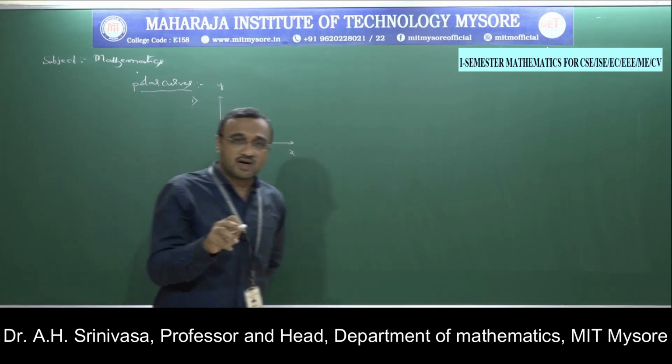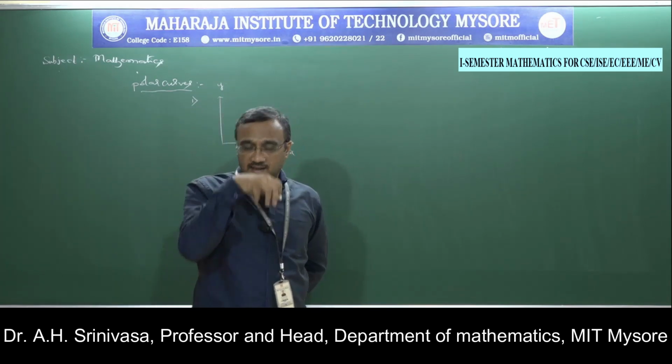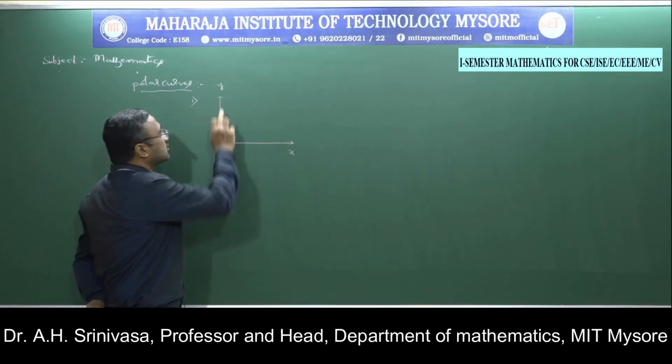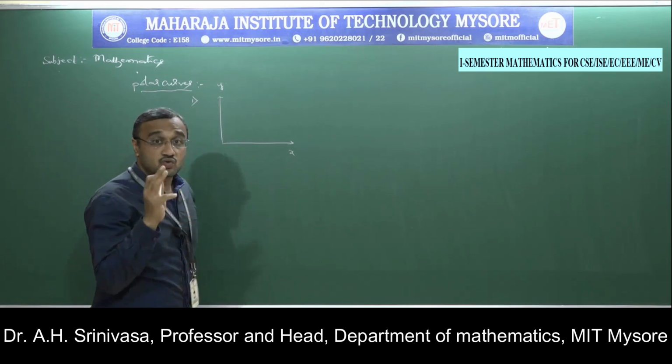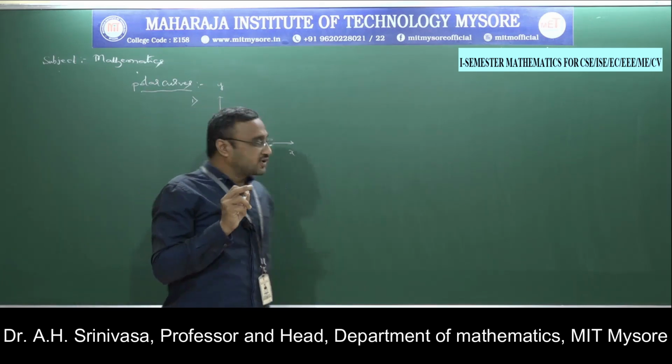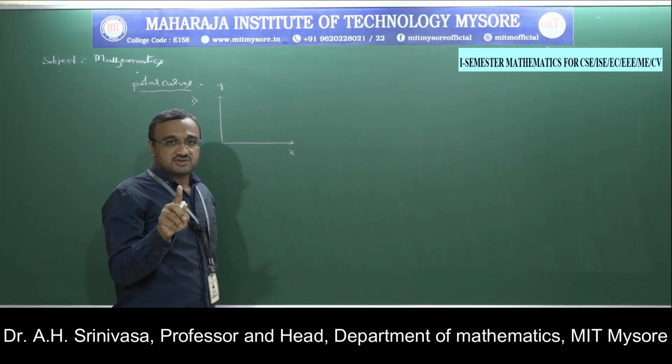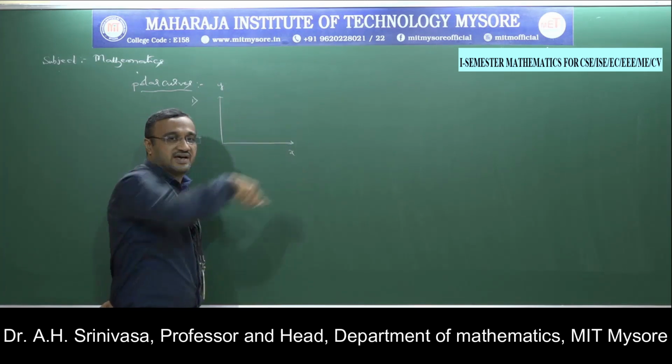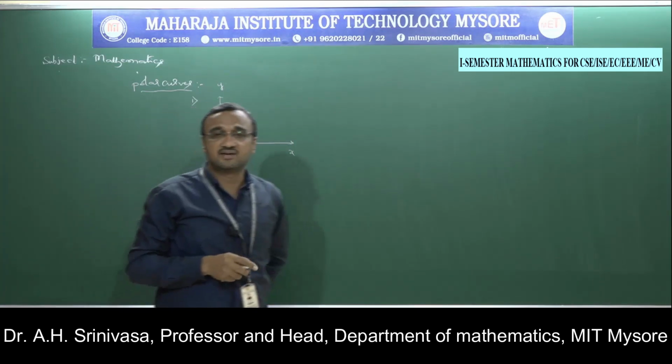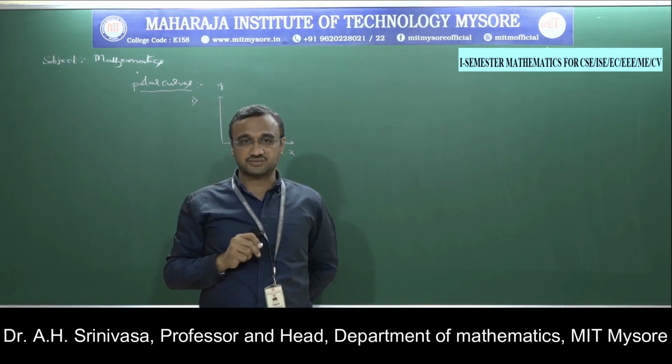Here we find the distance only in the x and y directions, only 2 directions. Suppose I want the entire 360 degree directional path, in that case we can use polar curves.